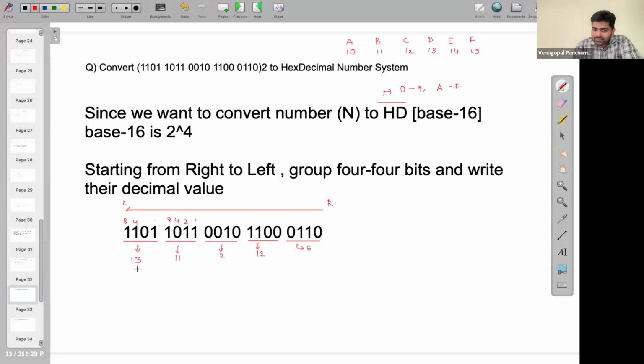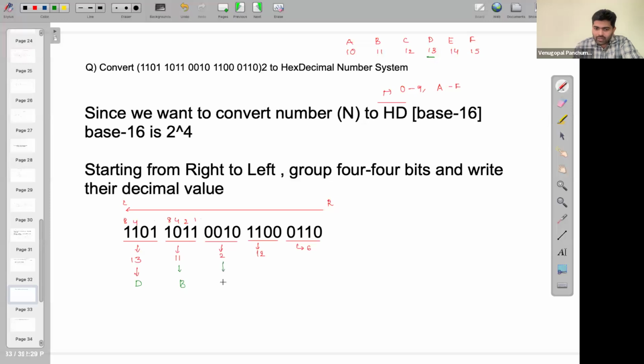But should we write 13 or should we write D? Tell me. We have to write D because it is in hexadecimal. If you are writing 13, then that answer is an utter flop. Okay, so this should be D. Next, if you are writing 11, then that is a flop. So 11 means B.